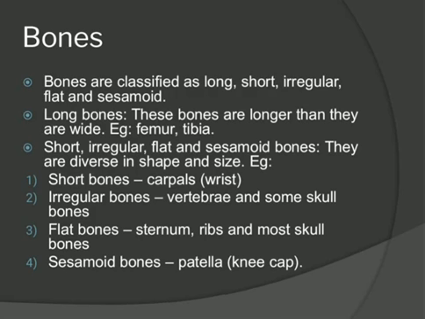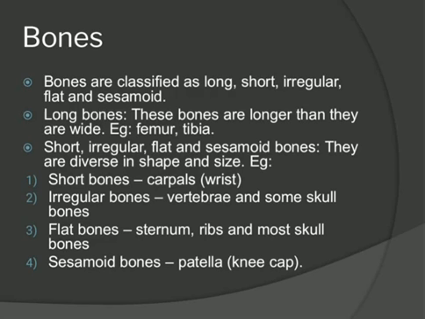Now, although bones are often thought to be static or permanent, they are highly vascular living structures that are continuously being remodeled, right? So bones are classified into different categories like long bone, short bone, irregular bone, flat bone, and sesamoid bone.